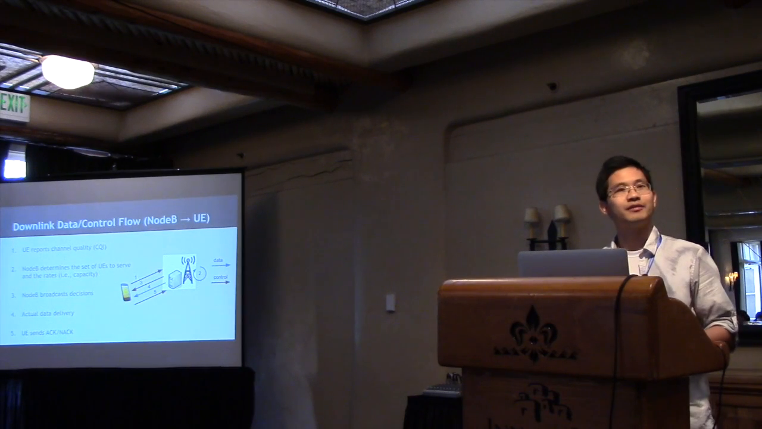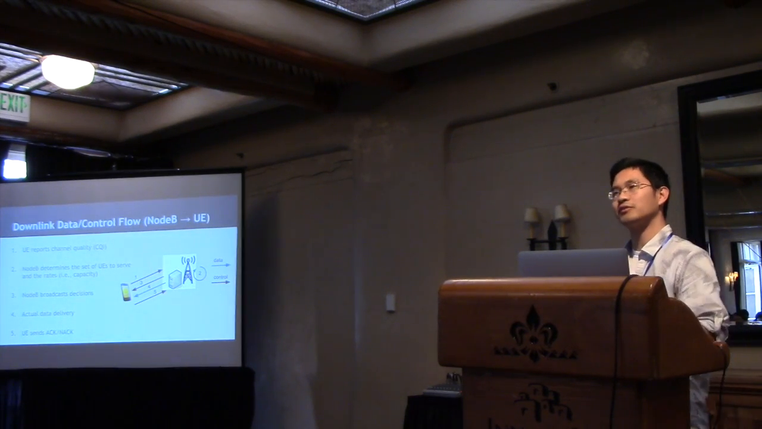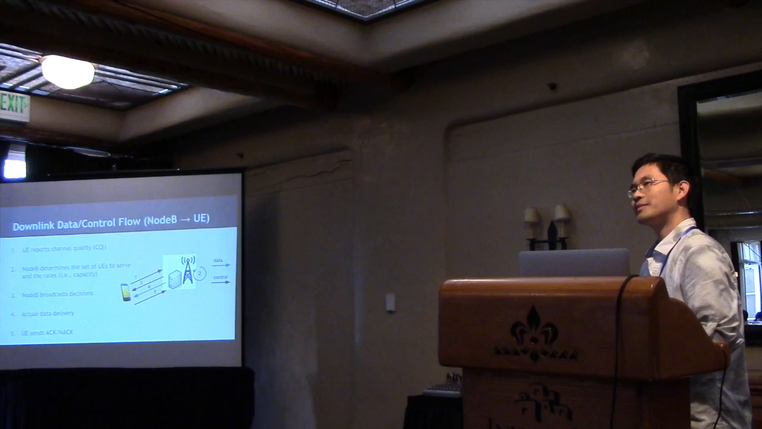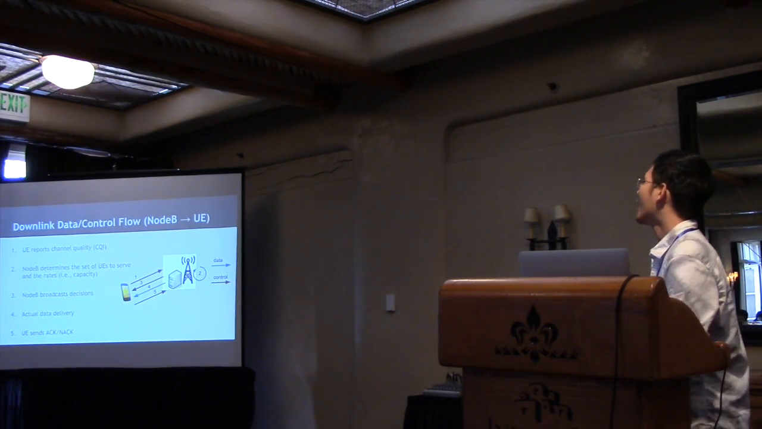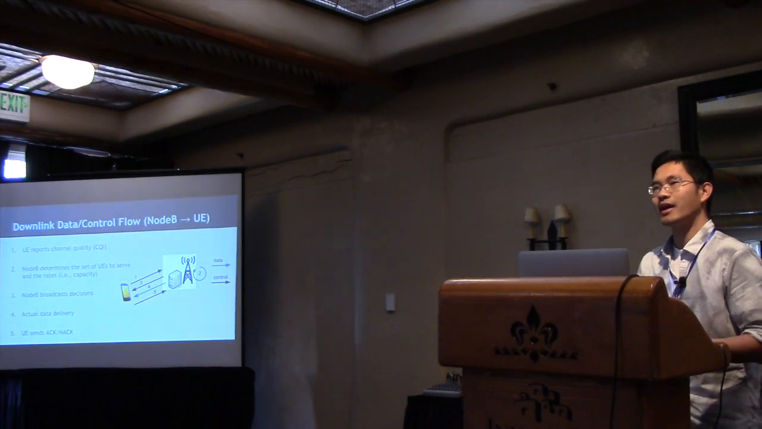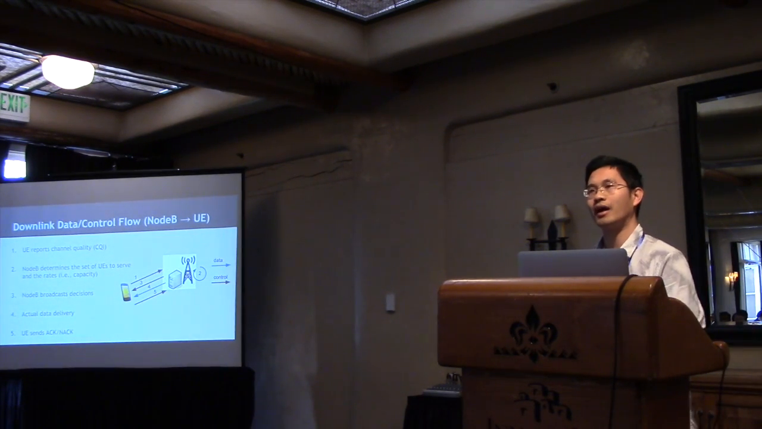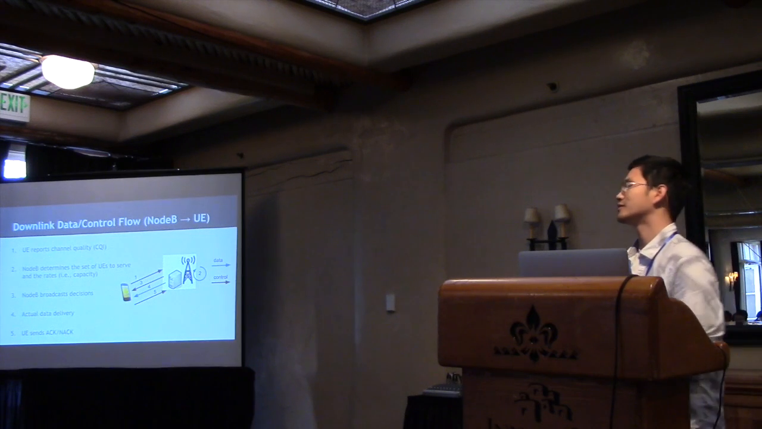After collecting all the CQI values, Node B needs to decide two things. One, which subset of UEs do I want to serve? Two, at which data rate? It then broadcasts such a decision, followed by the actual data transfer. And finally, the UE sends back acknowledgements.